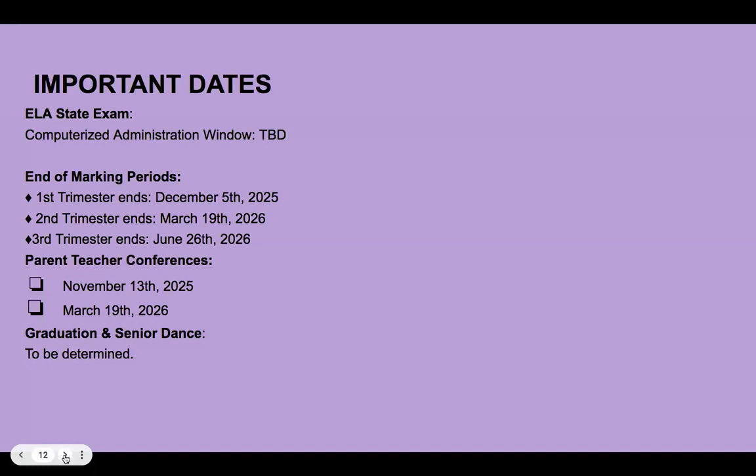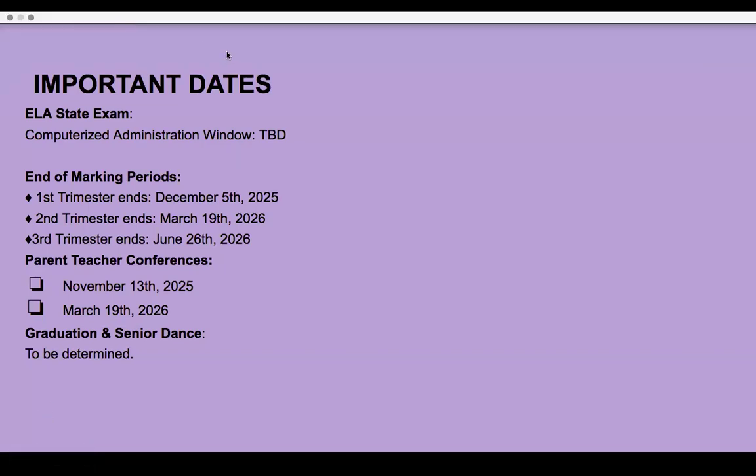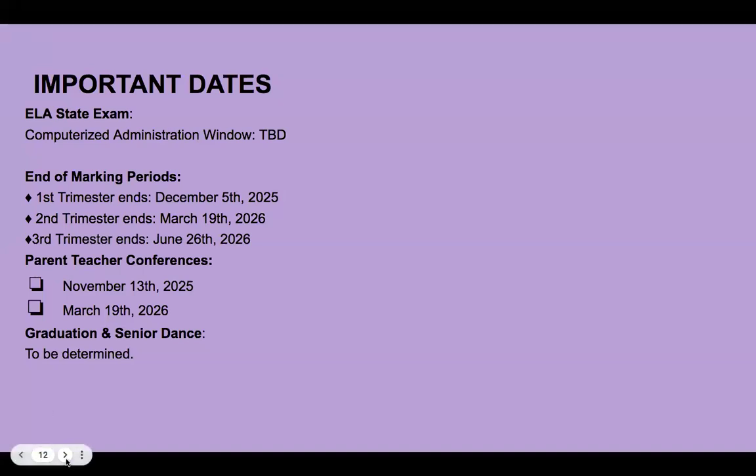Okay, so some important dates for this year. The ELA state exam, it's to be determined, in April sometime generally. The marking periods: first marking period ends December 5th. The second marking period ends March 19th, 2026. And the third one ends on the last day of school, June 26th. We have virtual parent-teacher conferences November 13th, and then again in March 19th.